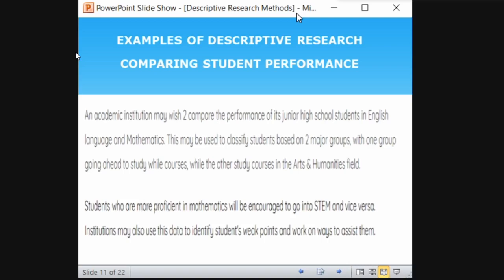An academic institution, be it any college or university, wishes to compare the performance of its junior high school students in English language and mathematics. I told this example before, in the last class itself. So again I am telling this for better understanding. So they can classify these two groups.